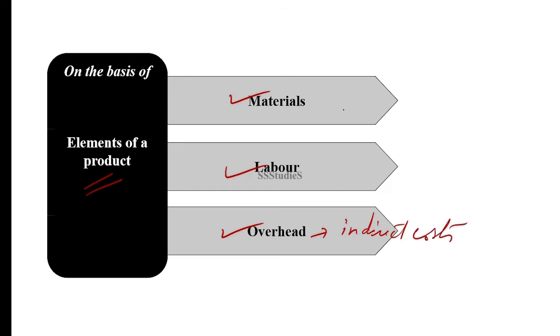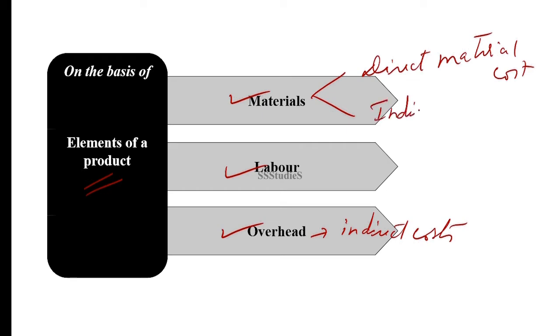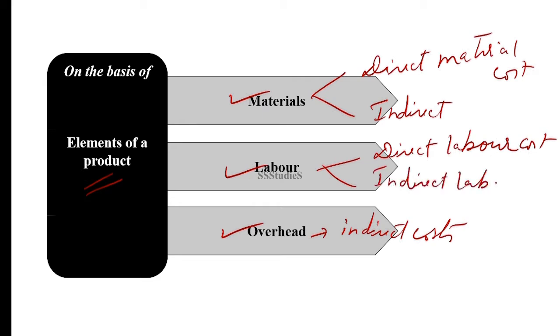Now, material cost can be classified as direct material cost and indirect material cost. Similarly, labor can also be classified as direct labor cost and indirect labor cost. Now, direct material costs are those costs which can be easily identified with the product. You can allocate the cost of the materials directly to the product. In such cases, we call it direct material cost.